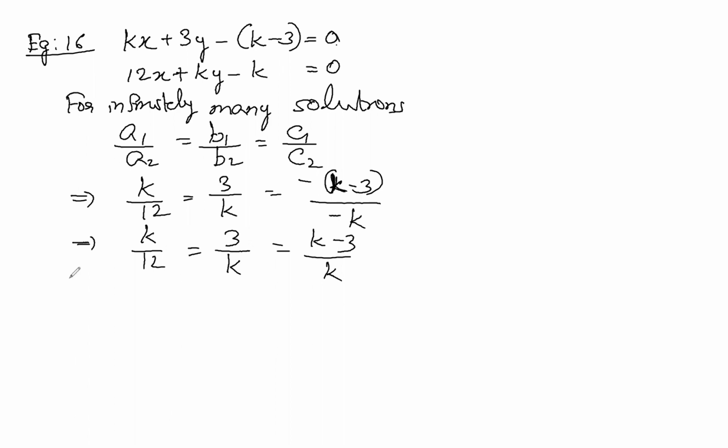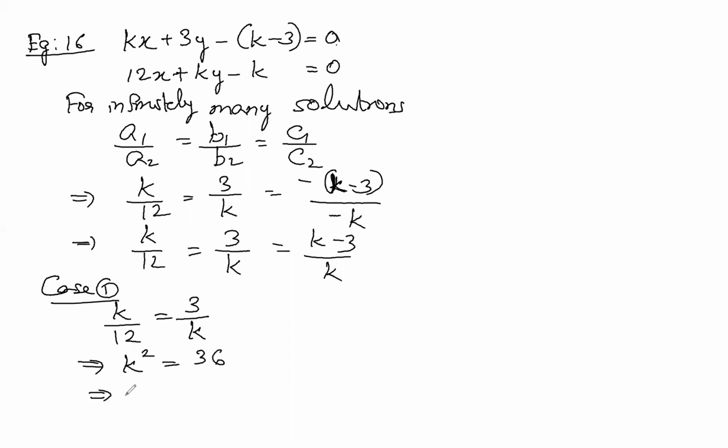So case 1, K by 12 is equal to 3 by K. When you multiply, you will get K square equal to 12 into 3, 36. And K is equal to square root of 36. What is square root of 36? Just 6, can you say? No, plus or minus 6. Square root of 36 will be either positive 6 or negative 6. So you will write plus or minus 6. So the first case value is plus or minus 6.